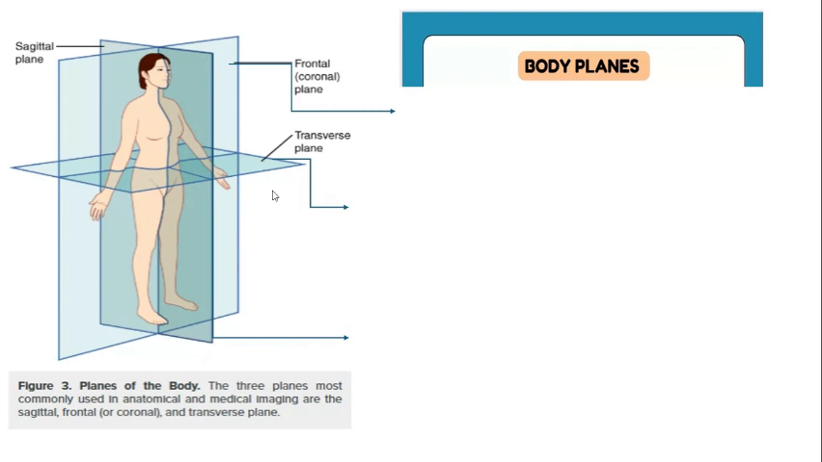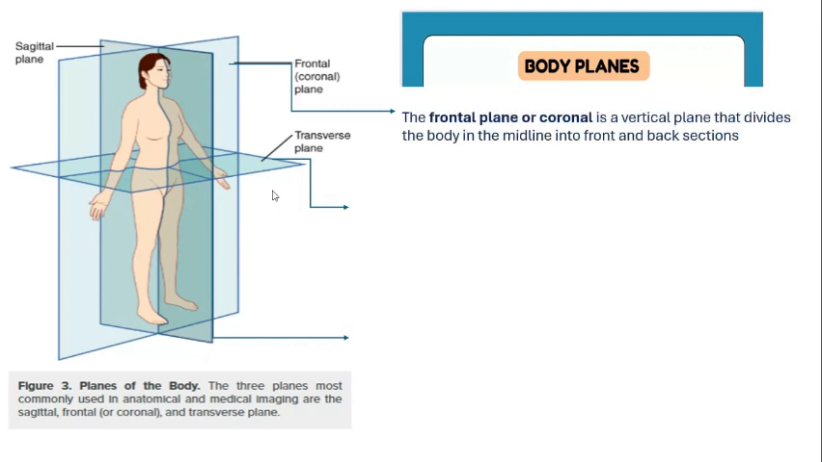The first one we'll look at is the frontal plane, which is called the frontal imaginary plane. The frontal plane has to do with the vertical plane that divides the body into the front and the backward section. That is the frontal plane. It divides the body into the front and the backward section.